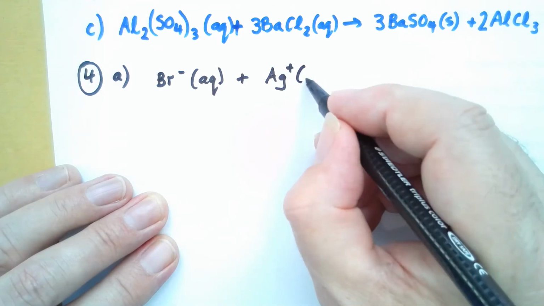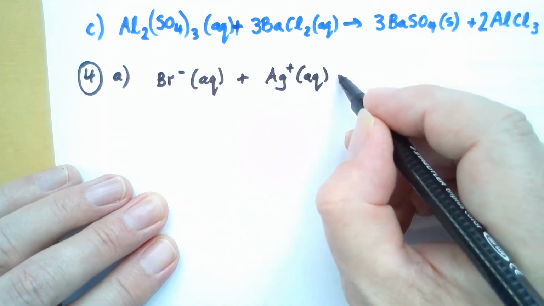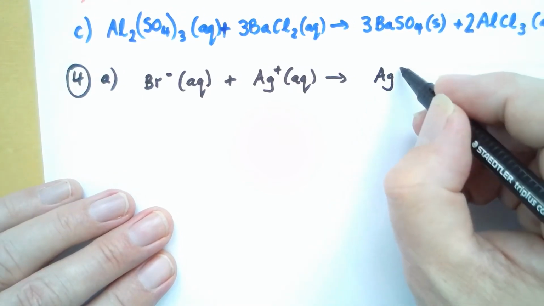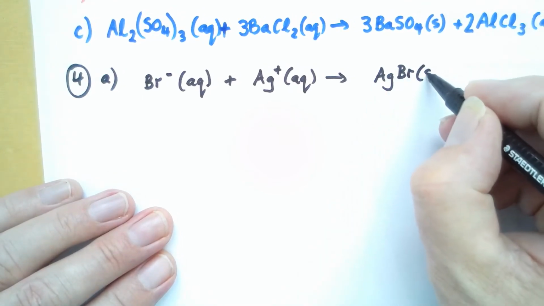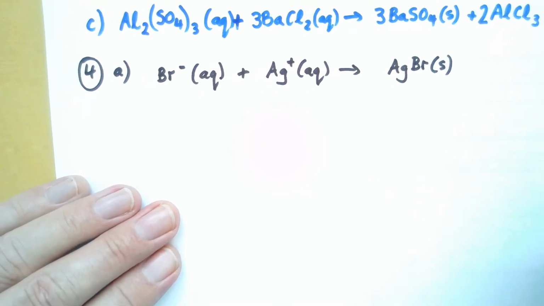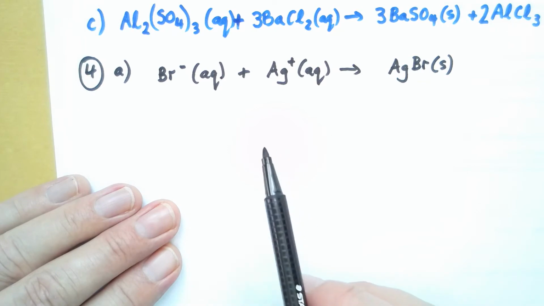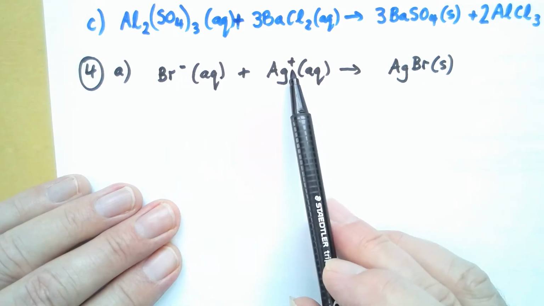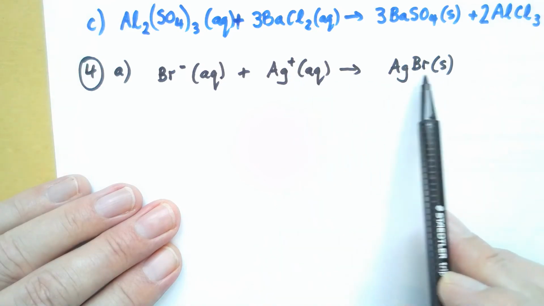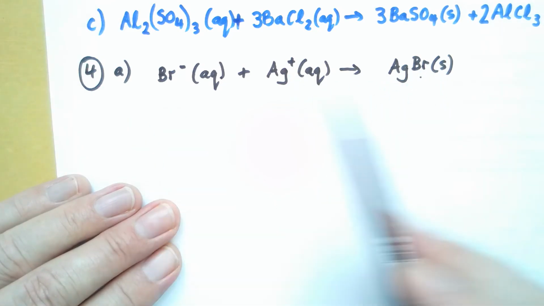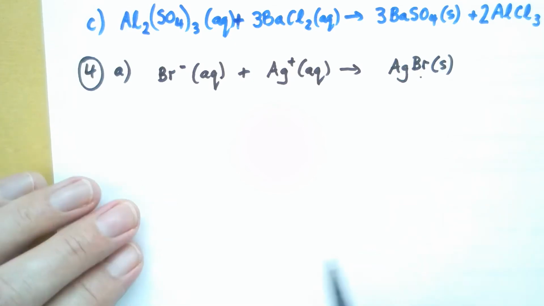So we've got some silver ions in aqueous solution, and we're going to make silver bromide precipitate. That's all there is to it for this one. Very straightforward. Got a 1- charge on the bromide ion, 1+ charge on the silver ion, and so it's AgBr in the product, and everything is already balanced.